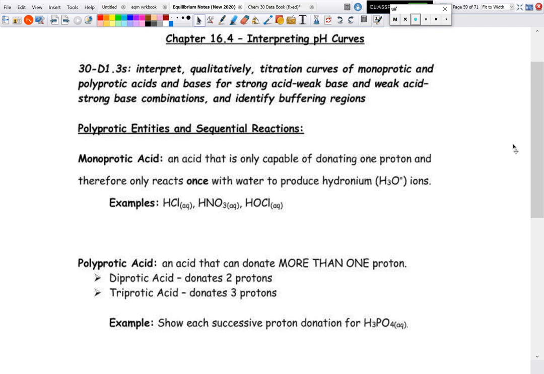We're going to be looking at interpreting pH curves, so there's going to be a few different things in here. We're going to be looking at what we call polyprotic substances, so these are acids and bases that have more than one proton to either accept or donate. We're going to be looking at buffers, and then of course how that ties into our pH curves. This is a little lengthy, but everything kind of ties in together, so that's why I couldn't just separate it one lesson at a time.